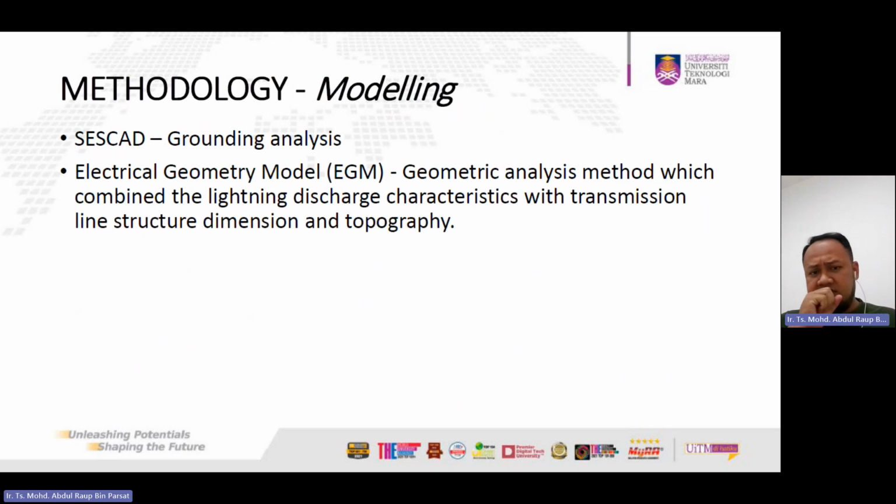Some researchers also use PSCAD for grounding analysis, and also, as I mentioned earlier, the electrogeometric model, EGM. This is a geometric analysis method which combines lightning discharge characteristics with the transmission line structure, dimensions, and topography.